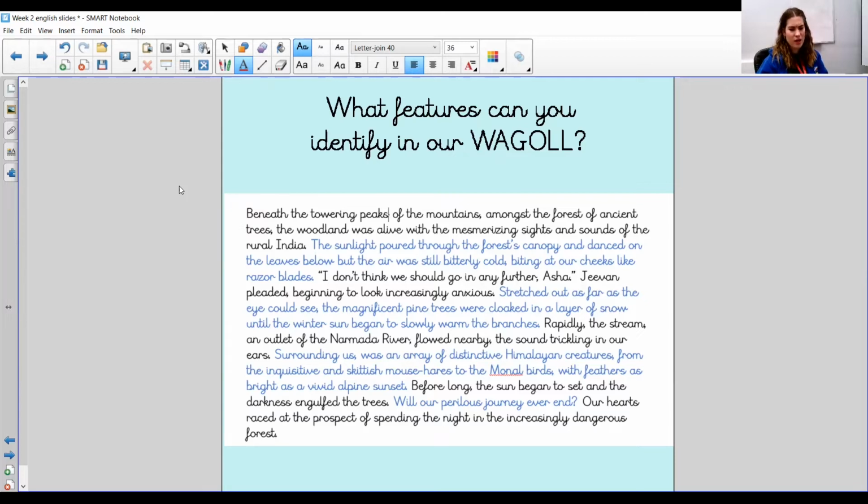Stretched out as far as the eye could see, the magnificent pine trees were cloaked in a layer of snow until the winter sun began to warm the branches. Here, we've used a subordinate clause because I can see we've used a subordinating conjunction, until. That tells me that this bit, until the winter sun began to slowly warm the branches, is our subordinate clause. Hopefully, you're able to tell me what type of sentence this is if it's got a subordinate clause in it. I can feel that you are telling me this is a complex sentence because I've got a main clause and a subordinate clause.